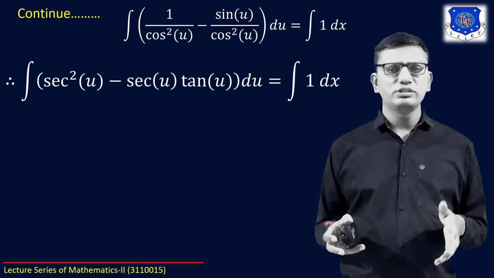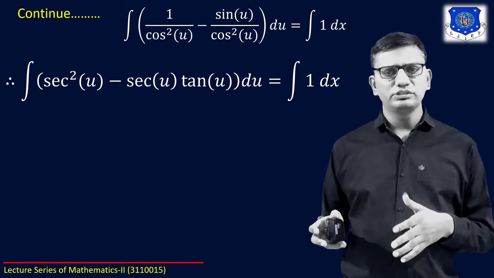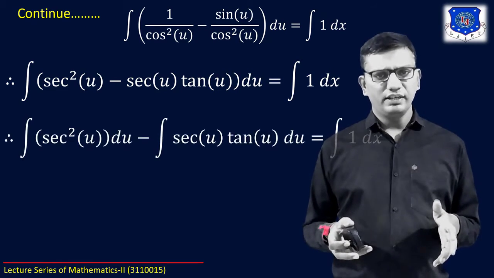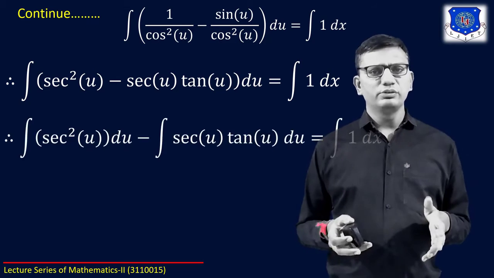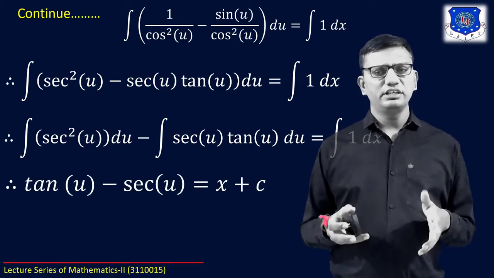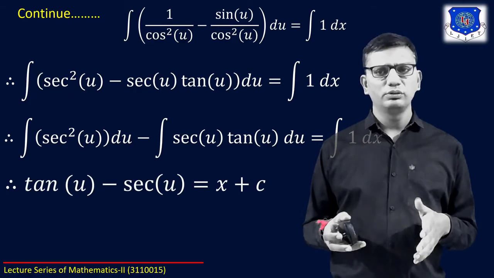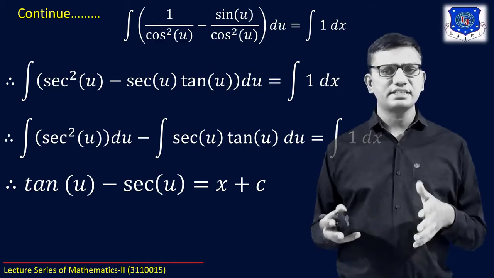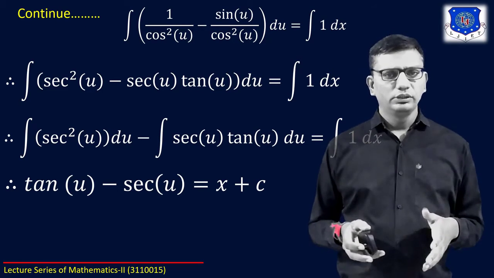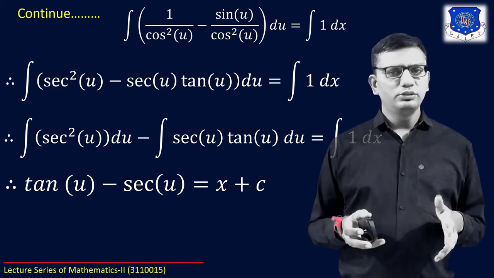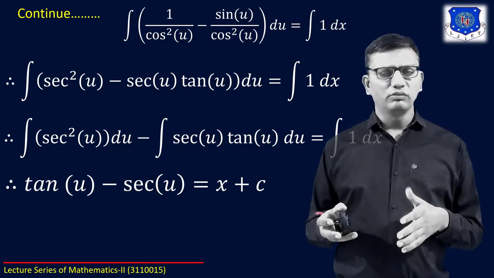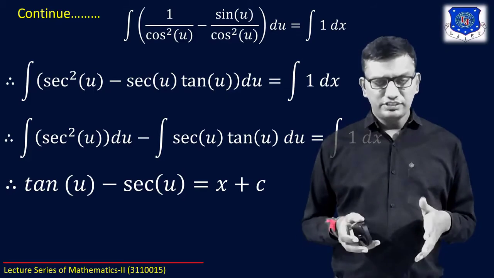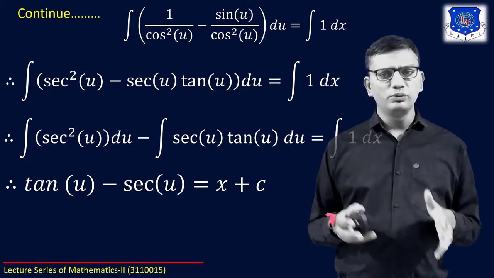As we know, sec square u is the derivative of tan u, and sec u tan u is the derivative of sec u. So after simplifying, we get tan u minus sec u equal to x plus c on the right hand side, because integration of 1 dx is x plus c. Now we have the solution tan u minus sec u equal to x plus c, where c is an arbitrary constant, and this is our general solution in terms of u and x.